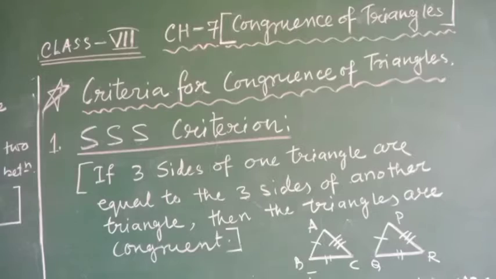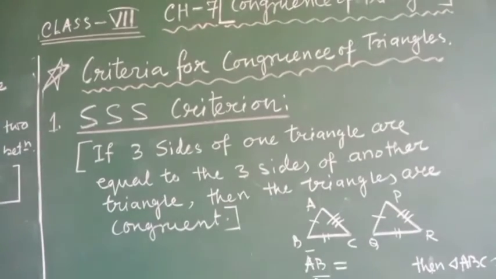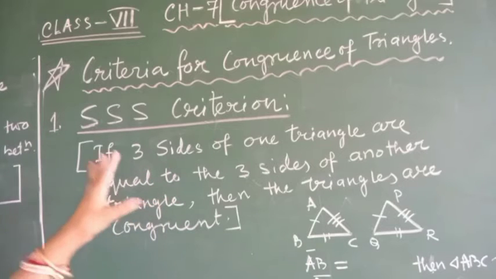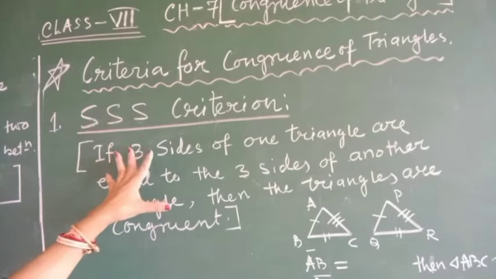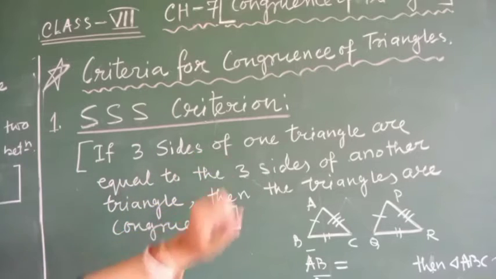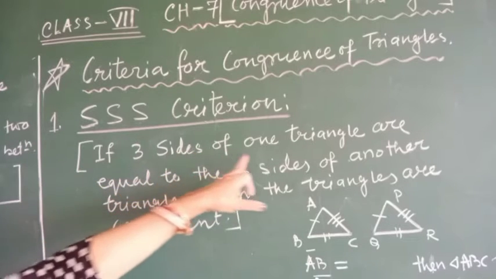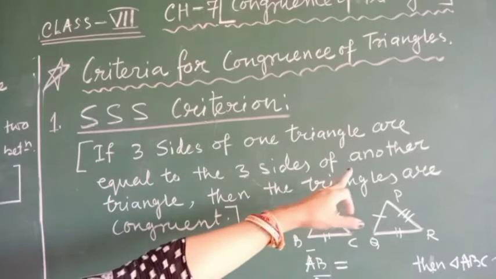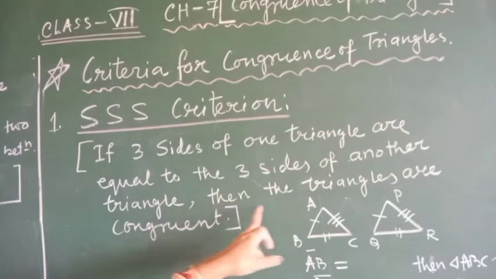Understood? Now I have given this definition also. This is not for your memorization, you only have to understand the criteria. What is the criteria all about? If three sides of one triangle are equal to the three sides of another triangle, then the triangles are congruent. No need for rote learning, only try to understand.